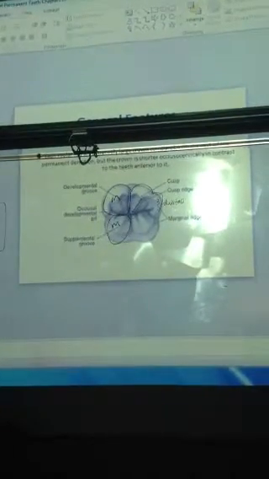So which tooth would that be? That's the distal. That would be 30. 30, good.